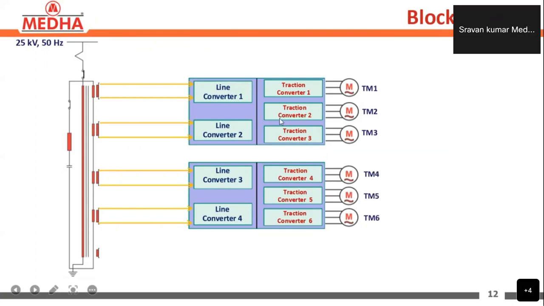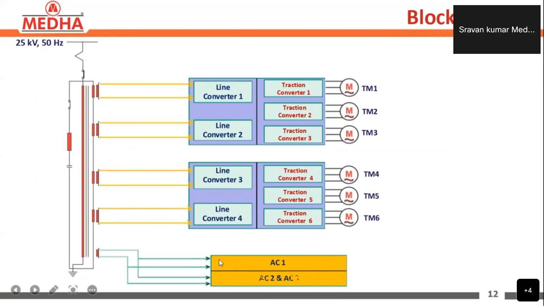After that, we are having the auxiliary winding, which is supplying the auxiliary converter here. So this part would be the auxiliary converter. As we discussed earlier in the scope of supply, we are having auxiliary cubicle 1 in machine room 1 and auxiliary cubicle 2 in machine room 2. In auxiliary cubicle 1, we have AC1, that is auxiliary converter 1. In auxiliary cubicle 2, we have AC2 and AC3, auxiliary converter 2 and auxiliary converter 3. We also have a battery charger in this cubicle only. We will be discussing this in detail in the further slides.